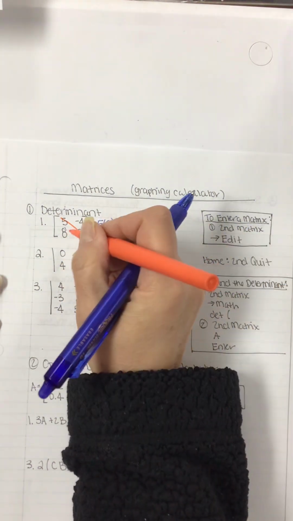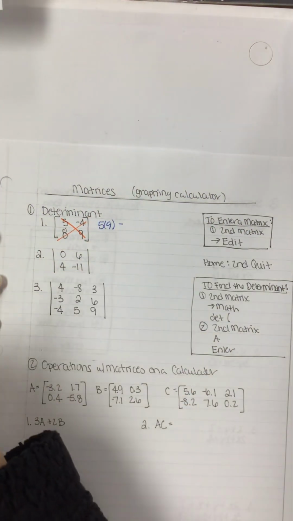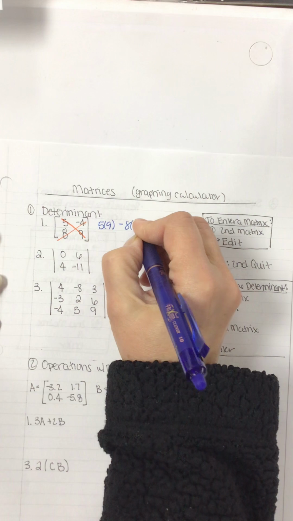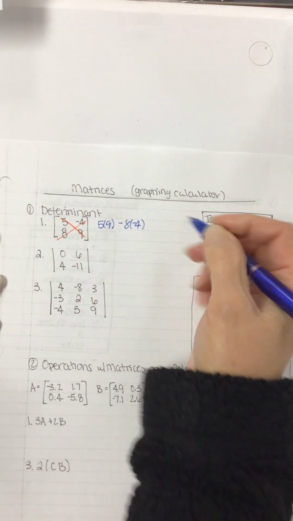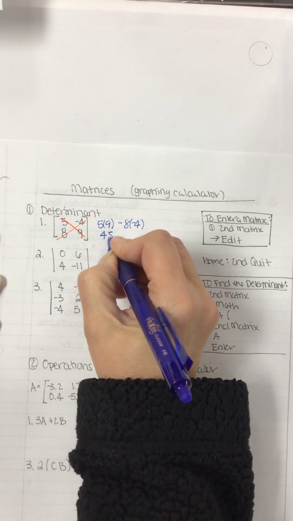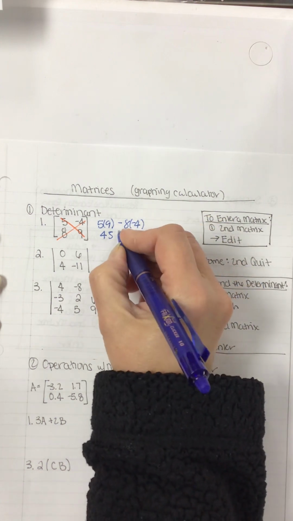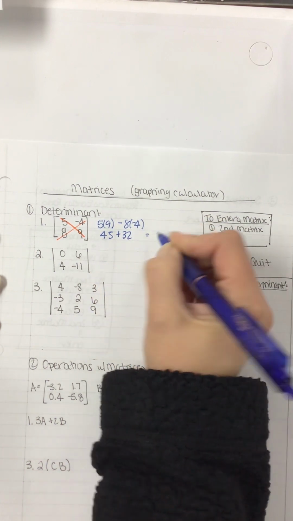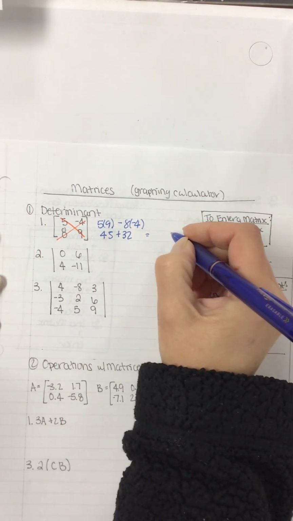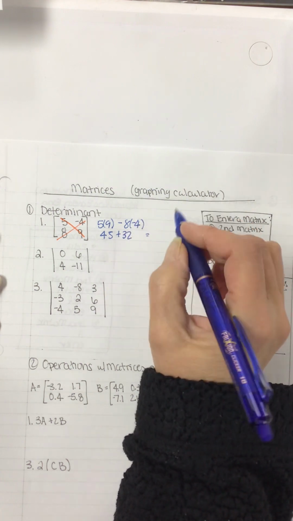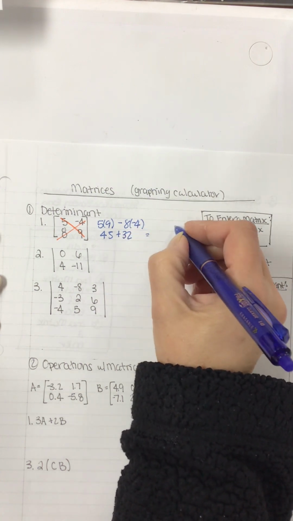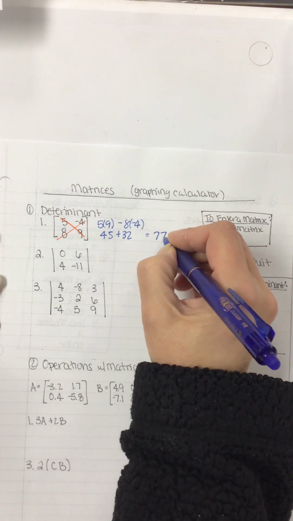So the other direction, we're going to go this direction. We subtract 8 times -4. So you'd have 45. A negative times a negative is a positive 32, and our determinant would be 77.